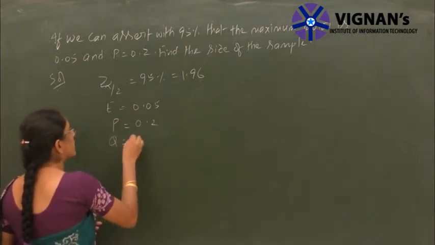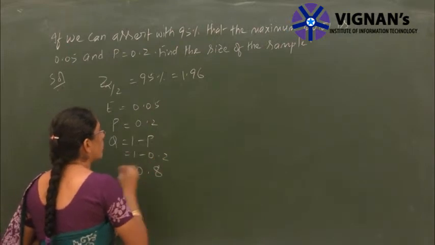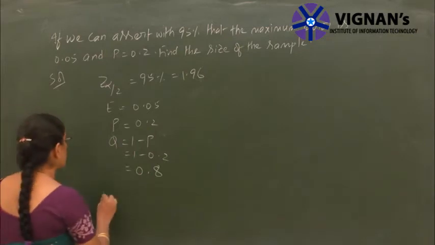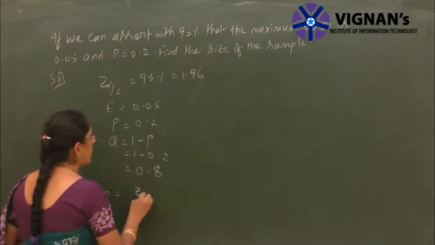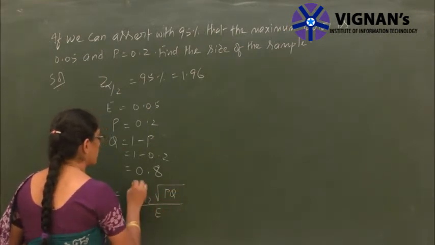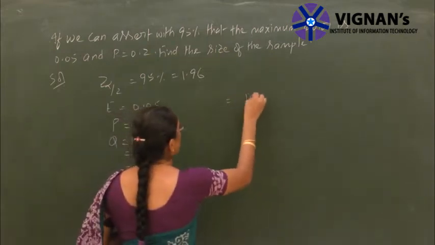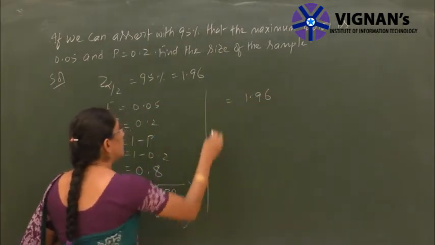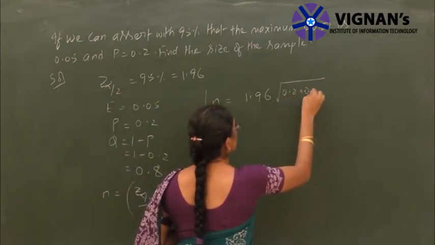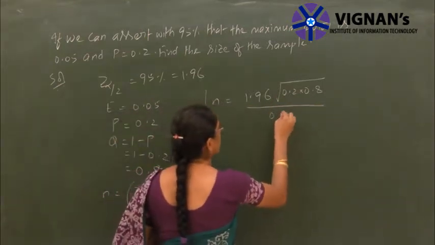So capital Q is nothing but 1 minus P, so 1 minus 0.2 is 0.8. Now we have to find the size of the sample. Again the formula is n equal to (Z alpha by 2 into square root of PQ by E) whole square. Now substitute in the formula: 1.96 into square root of 0.2 into 0.8 by the error 0.05.